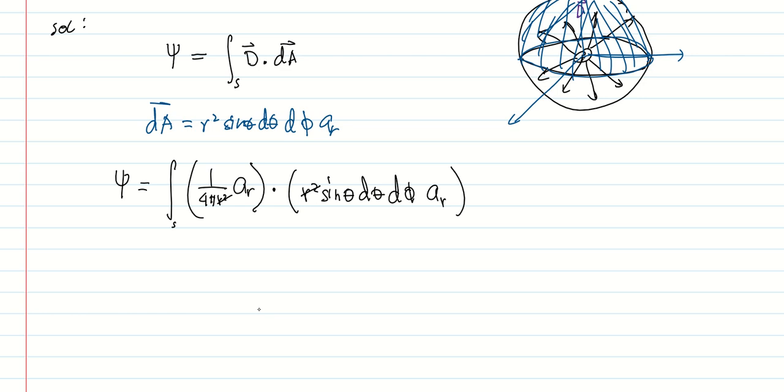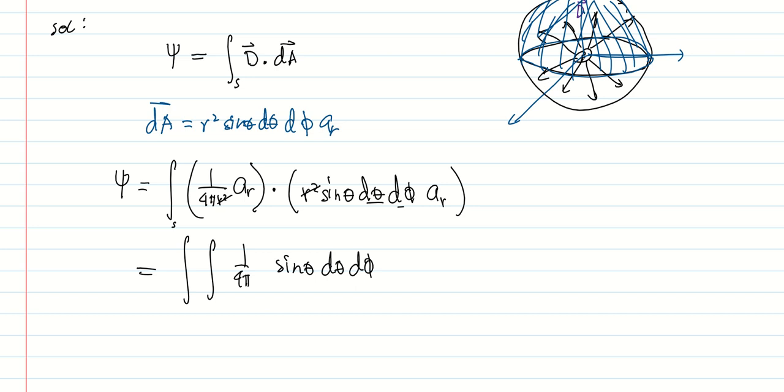So this will be equal to, because we have two differentials, d theta and d phi, we will be using two integrals. Then we have 1/4 pi, r squared is now cancelled. Then we have sine theta, d theta, and d phi. And a_r dot a_r is 1. So now what are our limits?